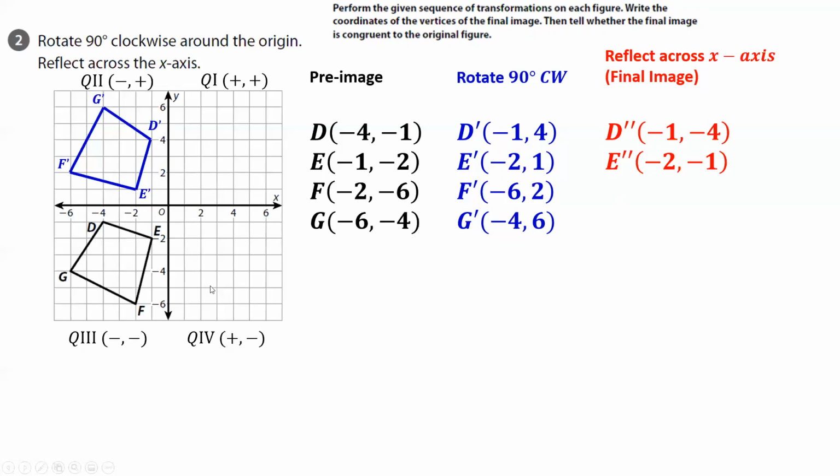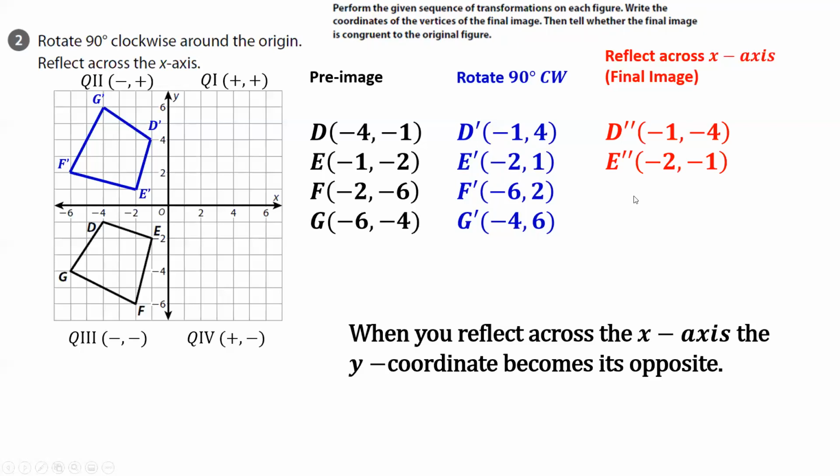In fact, I don't even need to count. You're going to notice what's actually happening. When you reflect across the x-axis, the y coordinate just becomes its opposite. Instead of +4, I now have a -4. Instead of +1, I now have a -1. So F'' is going to be really easy. The x coordinate stays the same, but the y coordinate becomes its opposite. So it's going to go from -6 to -6, but the 2 will become -2. And then for G'', it'll be -4, -6. So these are the coordinates for your final image.